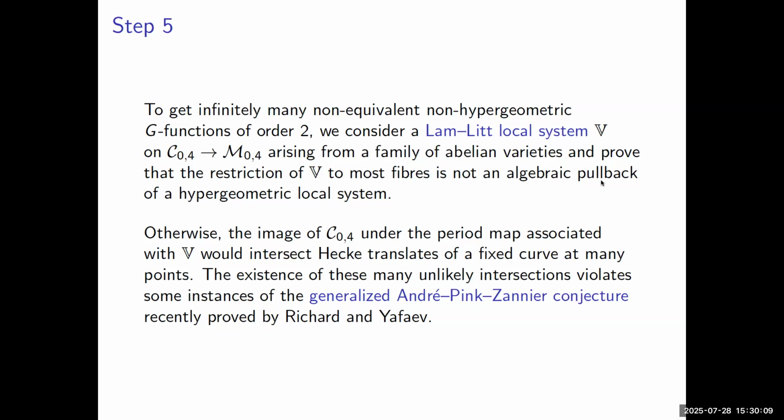A case of the André-Pink-Tsimerman conjecture that was proved recently by Richard and Javier says that this cannot be the case. So there are only finitely many such points. So we conclude that there are only finitely many fibers here that are of this type, algebraic pullback of hypergeometric.